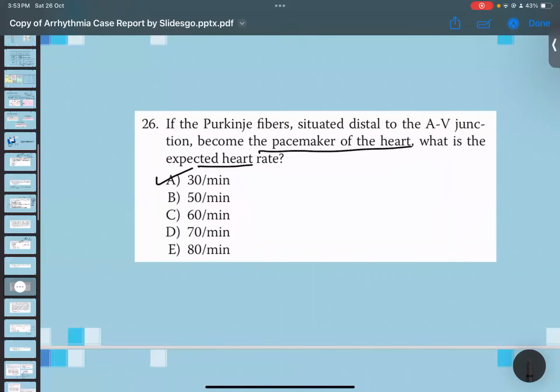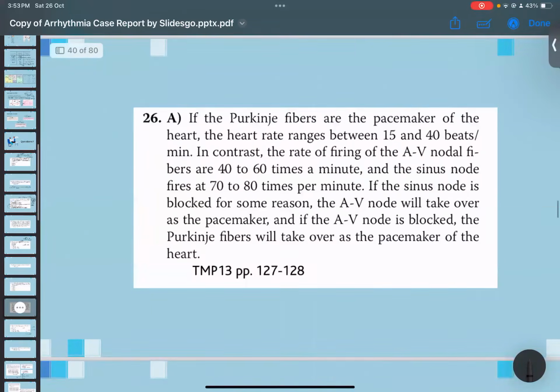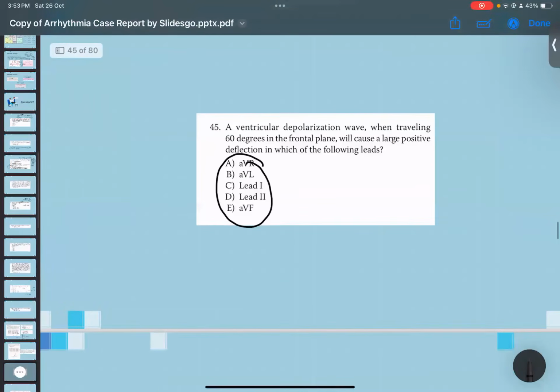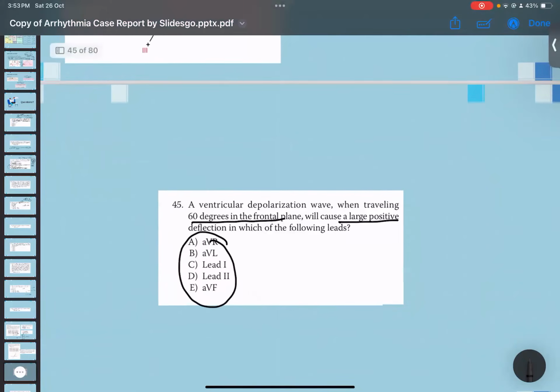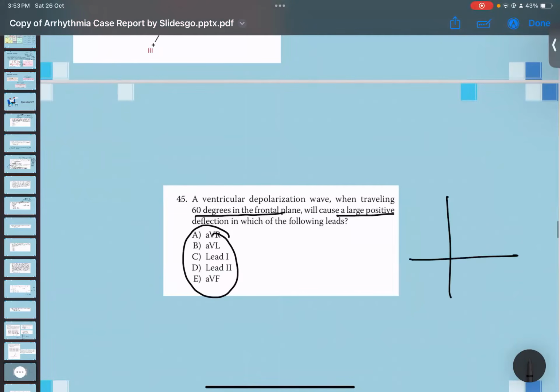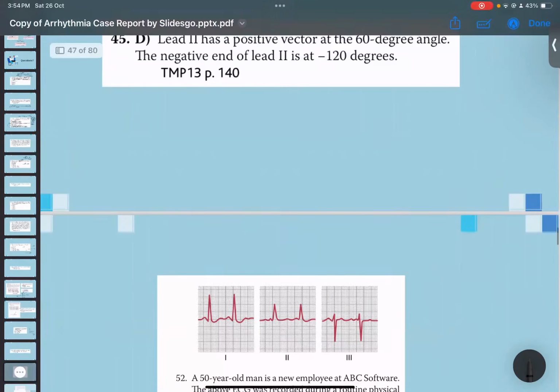So coming back to our question here, this is traveling 60 degrees in the frontal plane. That's causing a positive deflection in which of the following leads? So it's directly traveling towards lead 2, because lead 2 is placed at 60 degrees. aVR is at minus 150. aVL is at minus 30. Lead 1 is 0, lead 2 is 60, and then aVF is 90. So the answer is D.